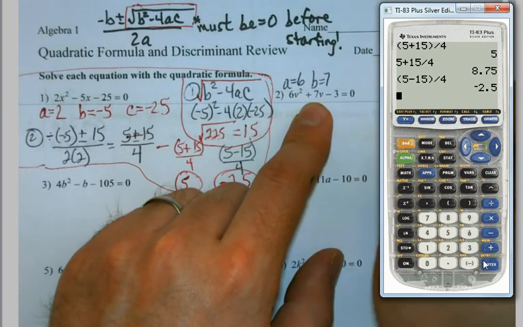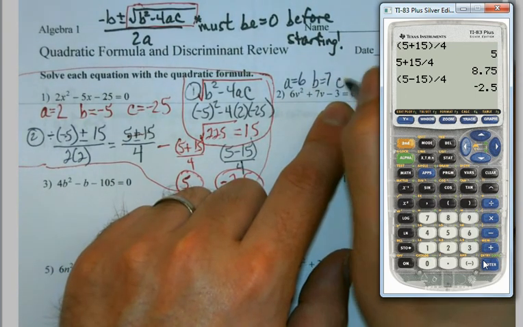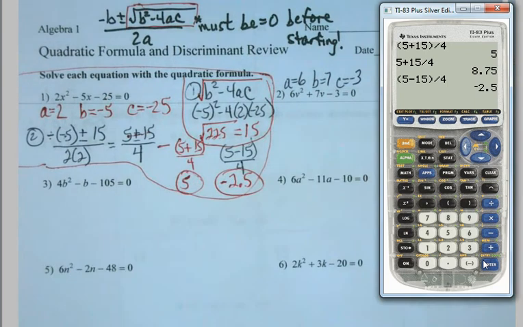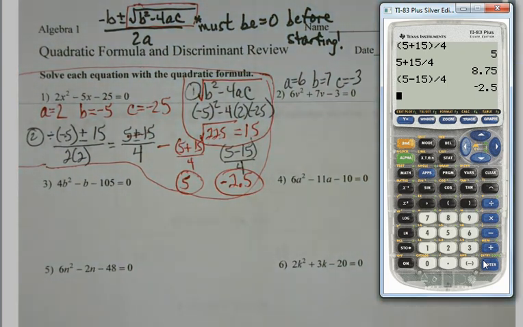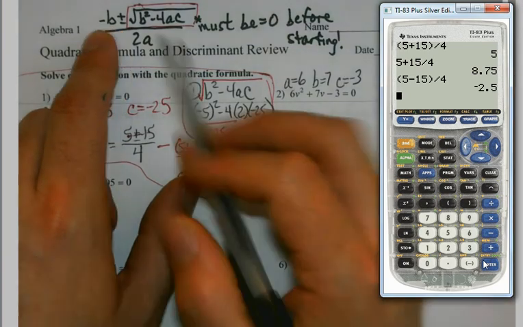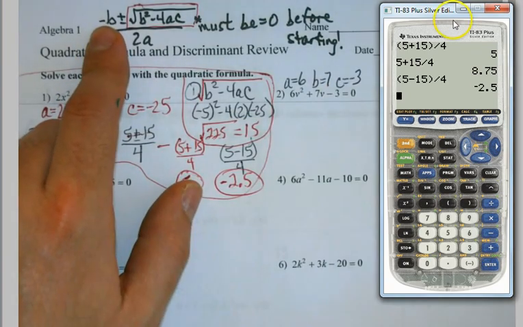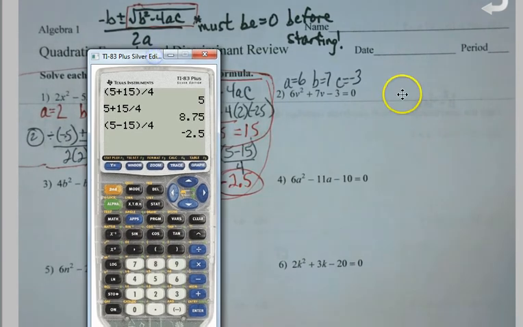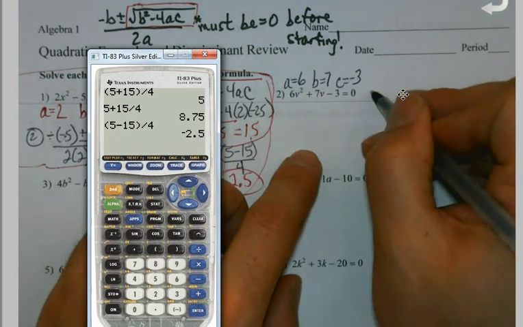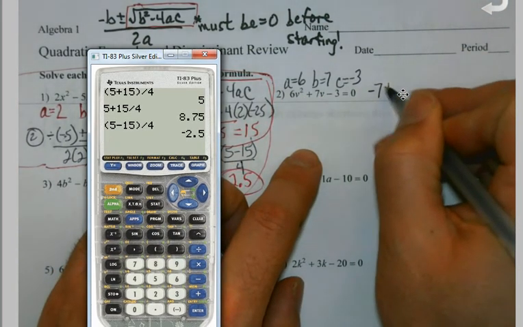My B value is the number in the middle. My C value is the number at the end that doesn't have a variable with it. So let's say we try to do it all at once. Let's see what happens. So I have a negative B. The opposite of 7, as I move my calculator over here, the opposite of 7 is negative 7, plus or minus.